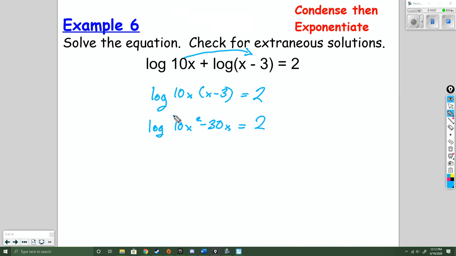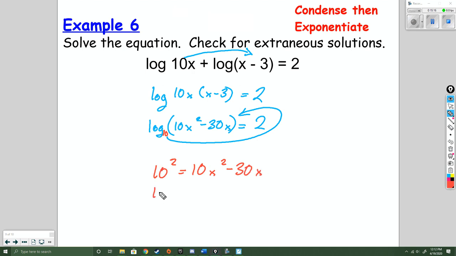Now remember, this is the argument of this logarithm, and so now we can exponentiate. All right, remember when we're doing this, keep in mind that that base is 10, so this is going to be 10 to the second power equals 10x squared minus 30x.